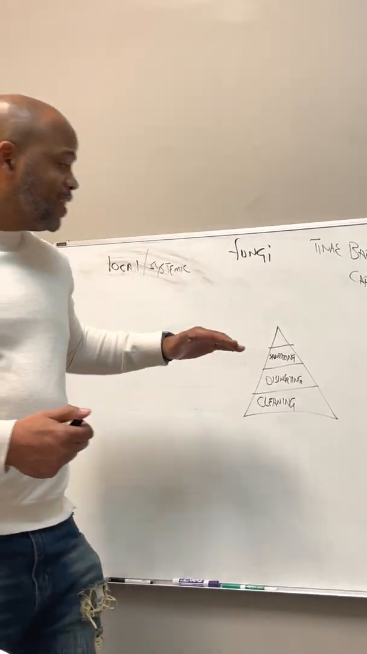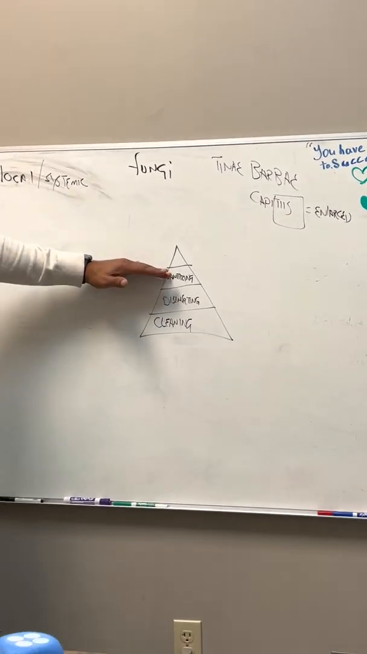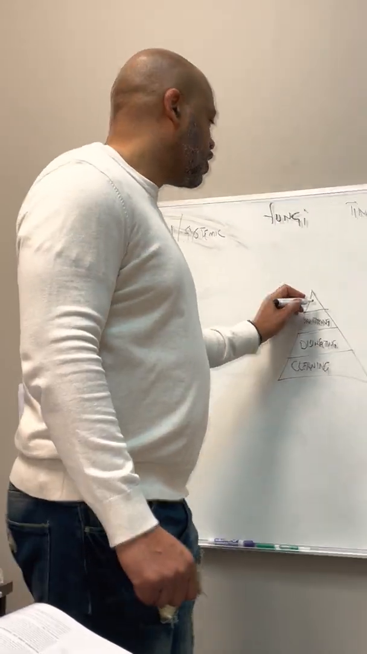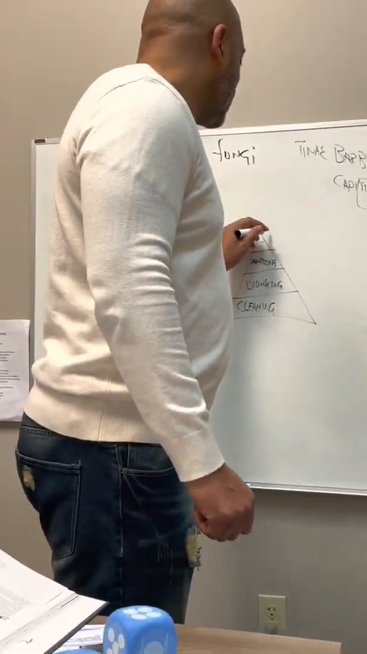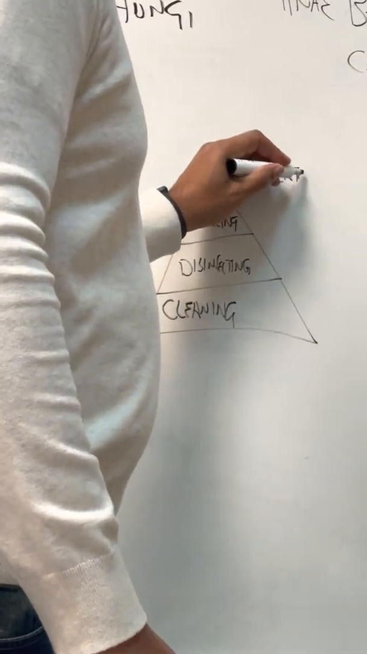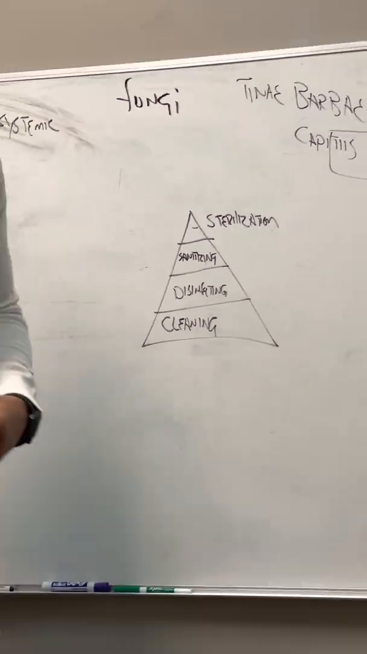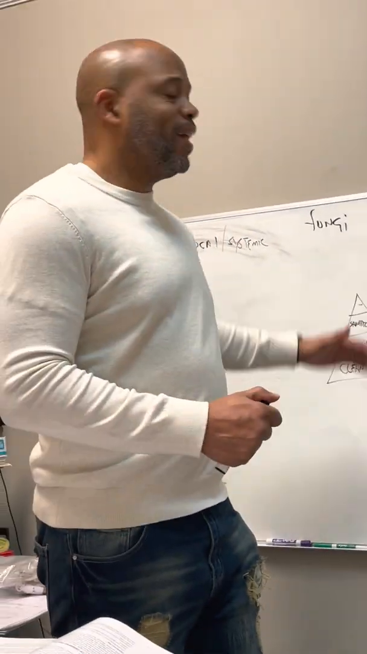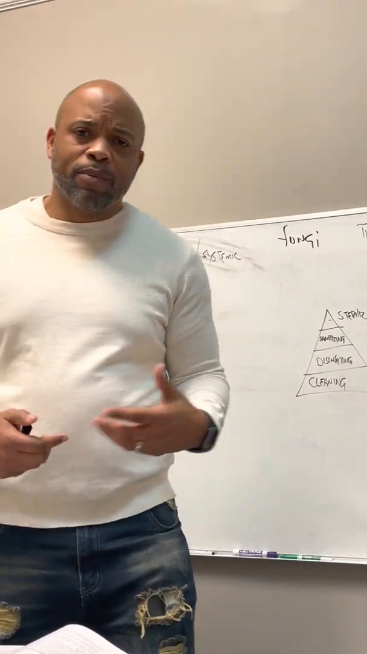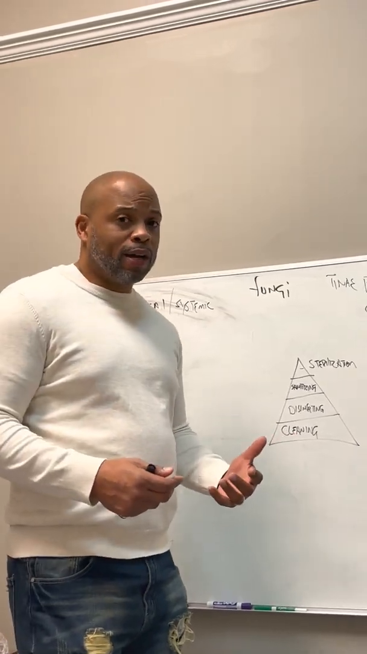So sanitizing. So we have cleaning, disinfecting, and sanitizing. And the highest form of infection control is sterilization. Okay, sterilization really cannot be achieved in the barbershop. You ask, well, why? Why can't sterilization be achieved in the barbershop? Because sterilization requires an instrument that's called an autoclave.